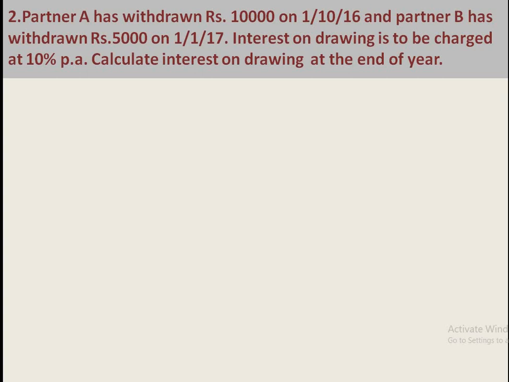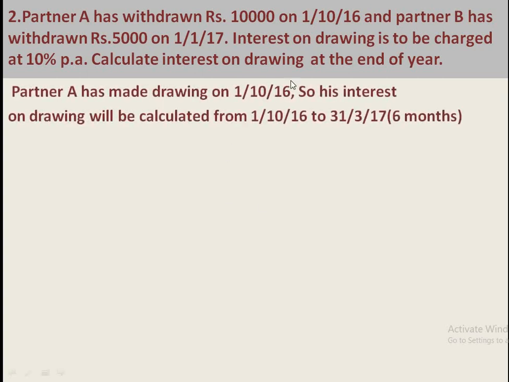Let me check. Okay guys, you can see partner A draws 10,000 rupees on which date? 1/10/16. You can see my cursor. So partner A has made drawing on 1/10/16. So his interest on drawing, we will calculate from 1/10/16 up to 31st March 17. Here 31st March 17 is my date of accounting year end. So the total drawing period is 6 months. So we will calculate 6 months interest on drawing of partner A.